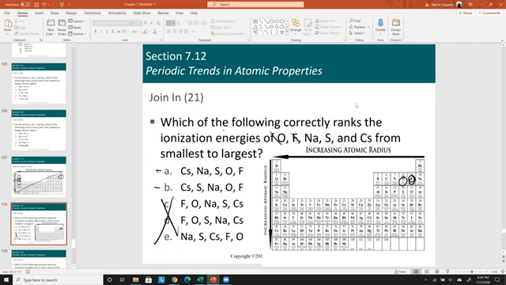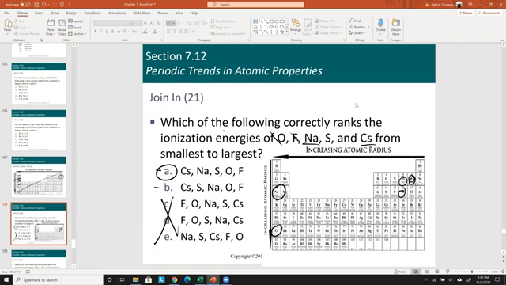Next, let's look at sulfur. Is that true? Sulfur is over here. Yeah, sulfur is a non-metal. So compared to sodium and cesium, which are metals, sulfur is going to want to keep its electrons. So that really answers our question. It's A. But let's look at sodium and cesium.